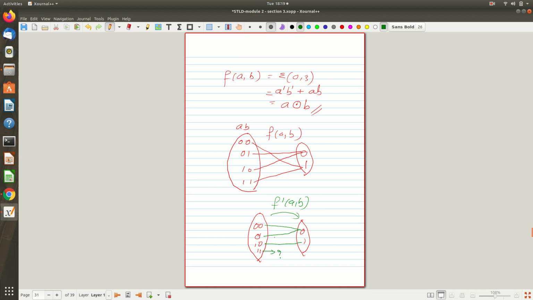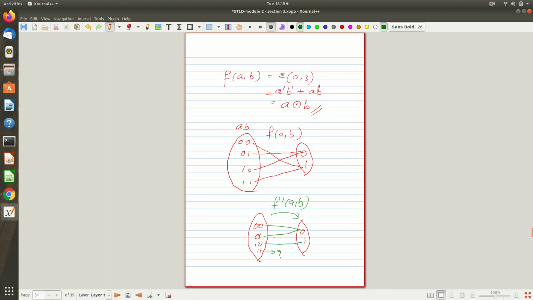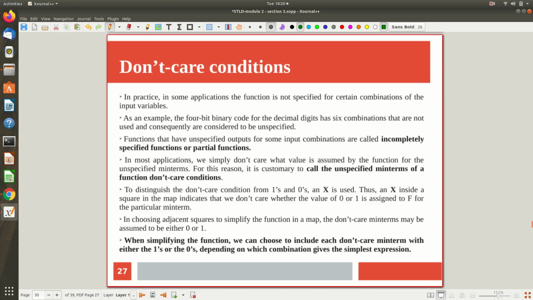For 1 1, I don't know. So what is a don't care? An input combination is called don't care if it never occurs as input to a digital circuit, or it occurs but we don't care about it. Here for 1 1 I don't know what to do for the function. When a and b are given the value 1 1 respectively, I don't know whether this function will evaluate to 0 or 1. It is not a valid input for my application. This will be implemented by f or f dash using some digital circuit, and the circuit is expected to have input 0 0, 0 1 or 1 0. It is not expected to have 1 1.